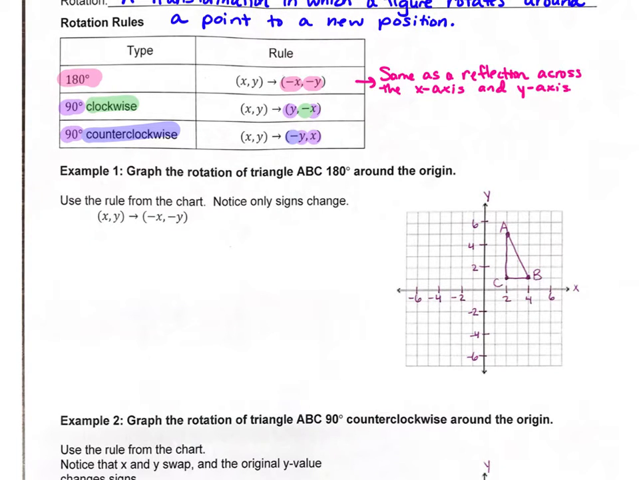Example 1, we're going to graph the rotation of triangle ABC 180 degrees around the origin. So I'm going to start by noticing that I am doing a 180-degree rotation, and so I've got my rule from the chart above. So I'm going to use the rule. I've got points A, B, C. A is at 2, 5. B is at 4, 1. And C is at 2, 1. And then I'm going to find out what it transforms to after a 180-degree rotation.